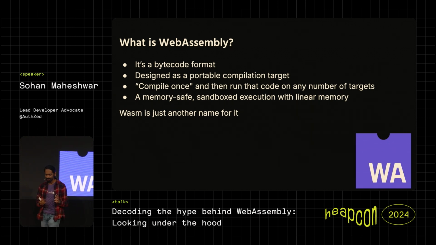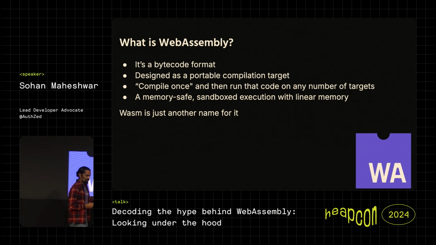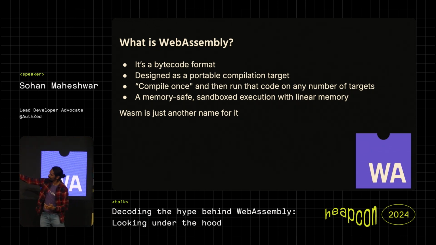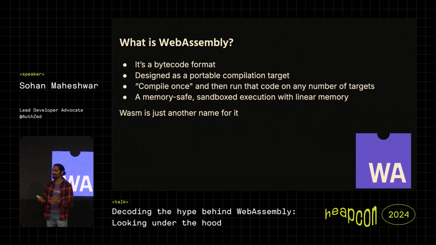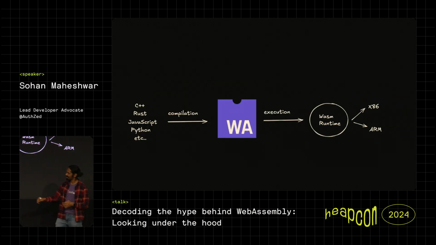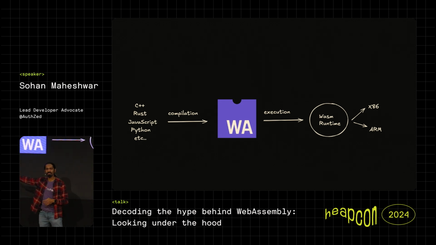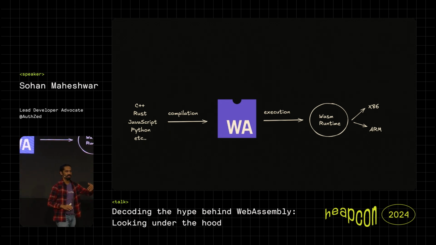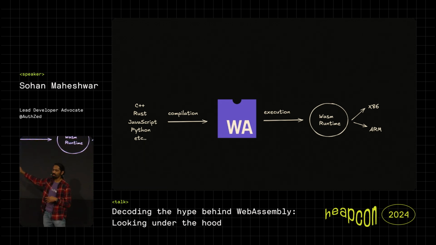And the idea was, it could run on all of these different places. And you'll hear people say WASM, W-A-S-M. WASM and WebAssembly are the same thing. It's just a different name. So how it looks is this. You can write code in a bunch of different languages like C, C++, but even Python, JavaScript. And you compile it to something called WebAssembly, which is the bytecode format.